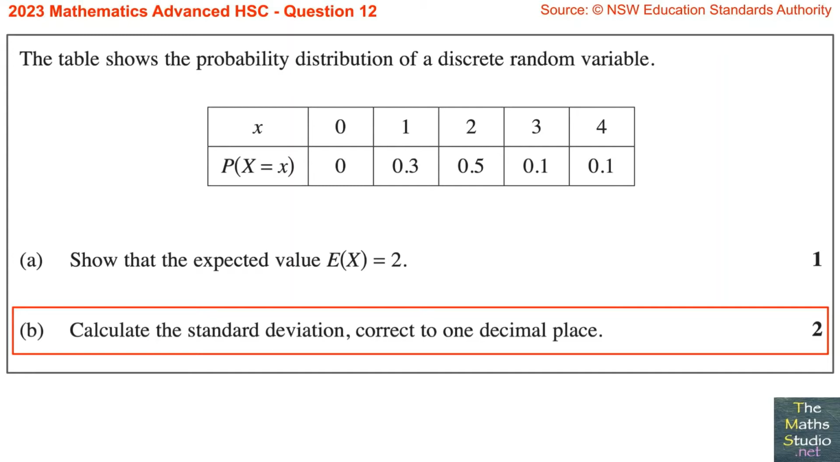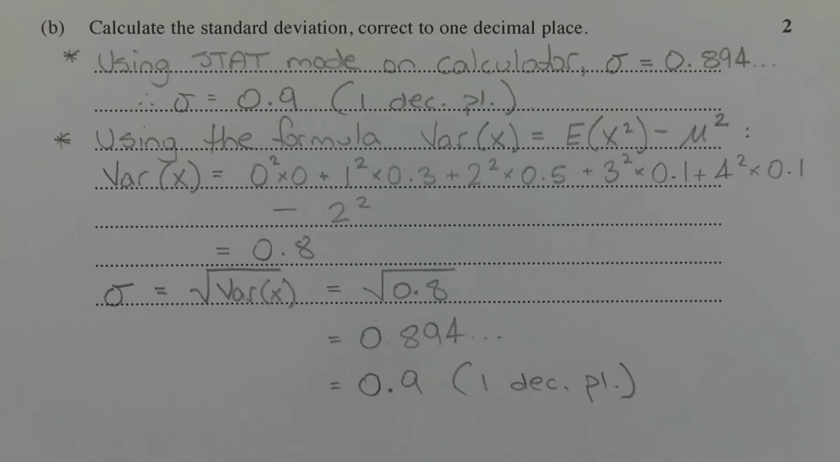Part B. Calculate the standard deviation correct to 1 decimal place. There are 2 ways we can work out Part B. In the first way, we can use the stat mode on your calculator to enter the data from the table and then calculate the standard deviation directly. In this case, we get sigma is equal to 0.894 and so on, which rounds to 0.9, correct to 1 decimal place.